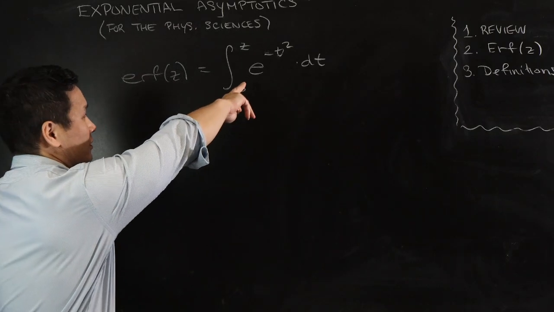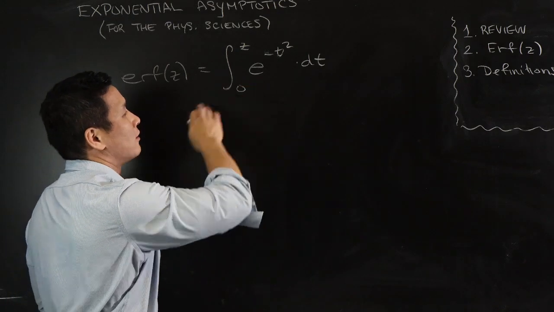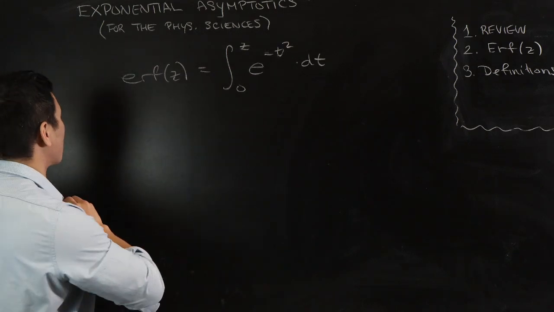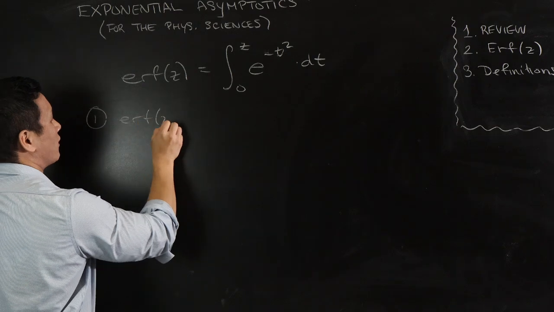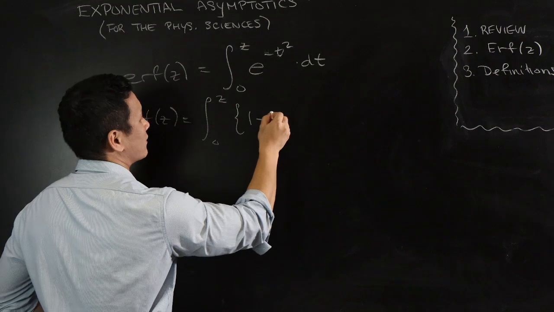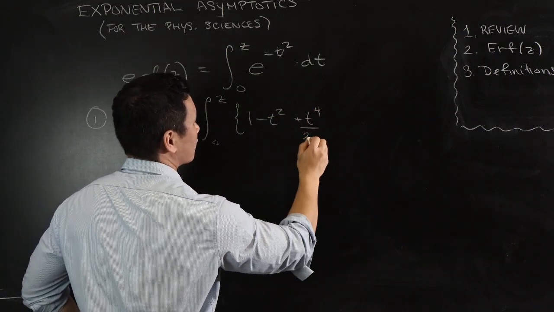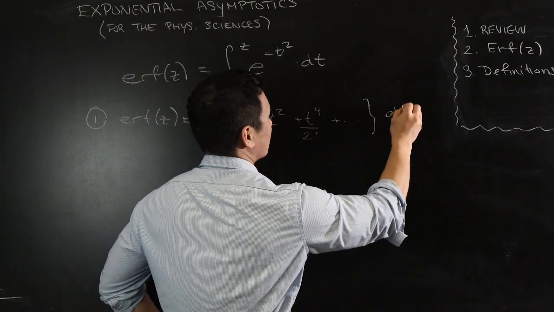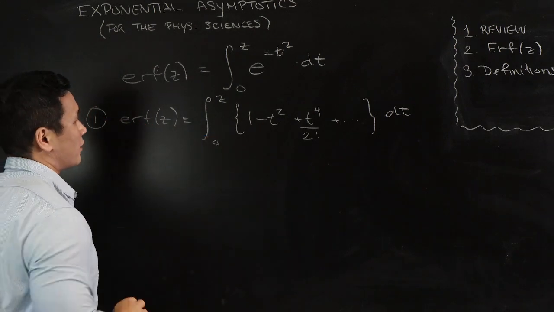This is a function that's highly humped at 0, so it makes sense for us to try to expand the exponential into a Taylor series about t equals 0. So in the first method, that's what we're going to do. We're going to write ERF as the integral from 0 to z of 1 minus t squared plus t to the 4 over 2 factorial plus dot dot dot. That's very straightforward, and then you just integrate things as usual.